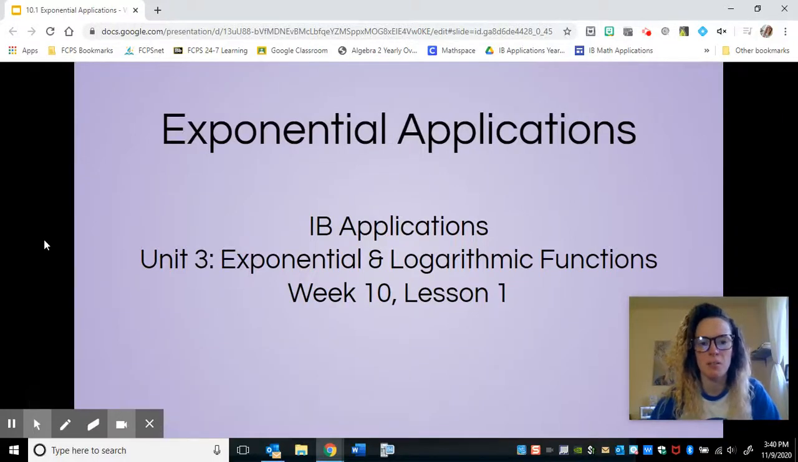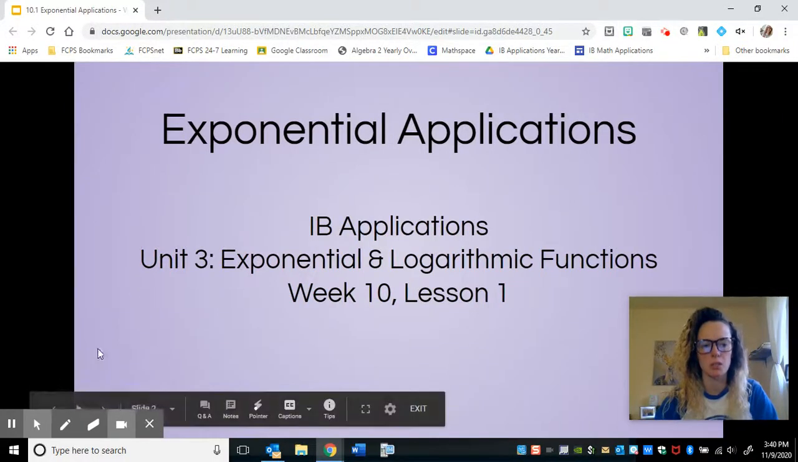What's up, everyone? Today we're going to talk about exponential applications. So let's get into it.